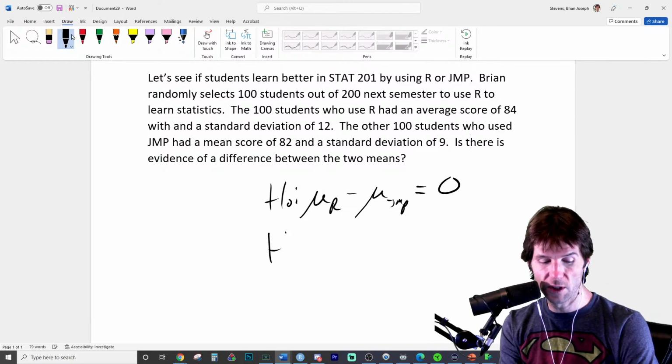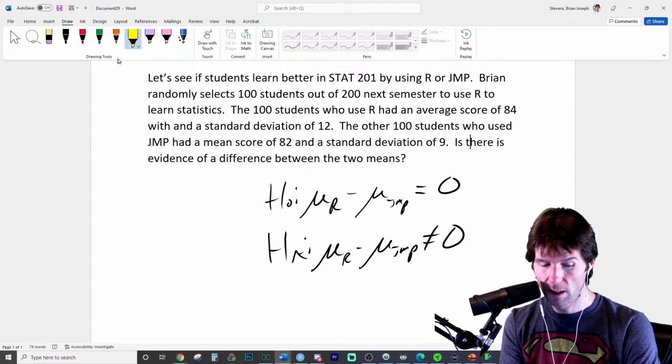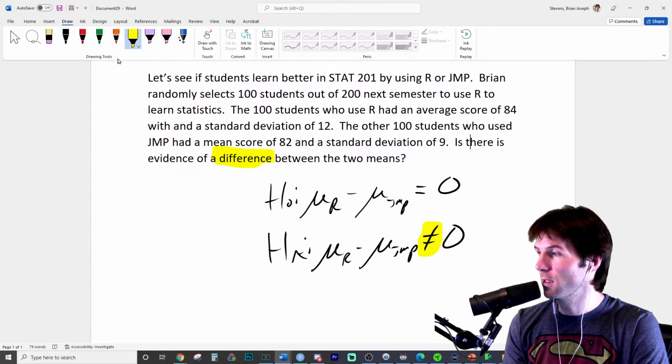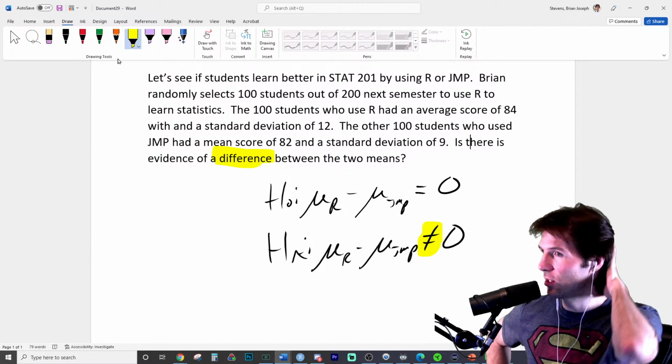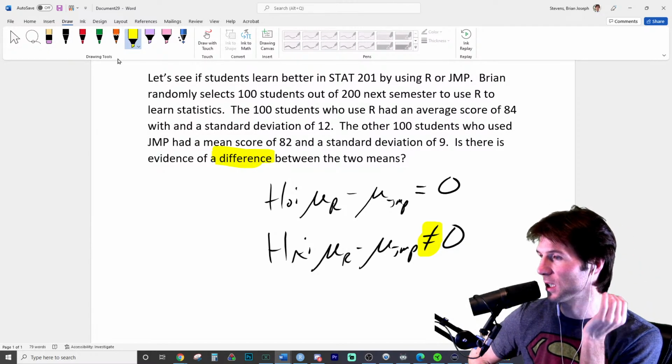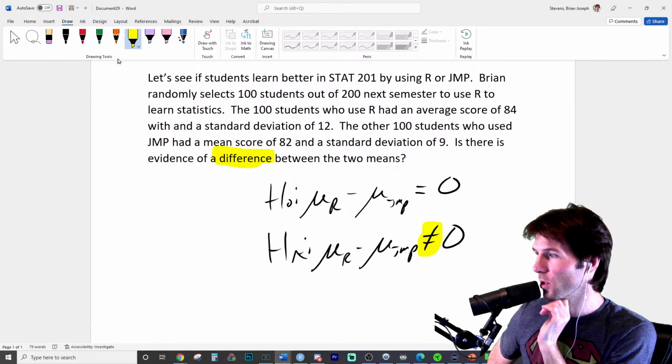And the alternative would state that the mean for students using R and the mean for students using JUMP is not equal to 0. Because we're asking, is there evidence of a difference between the two means? And so this is going to ask, is there evidence of a difference? Did you see that this was going to a two-sample t-test? Did it start to make sense as I was writing it, that we're going to compare the scores?